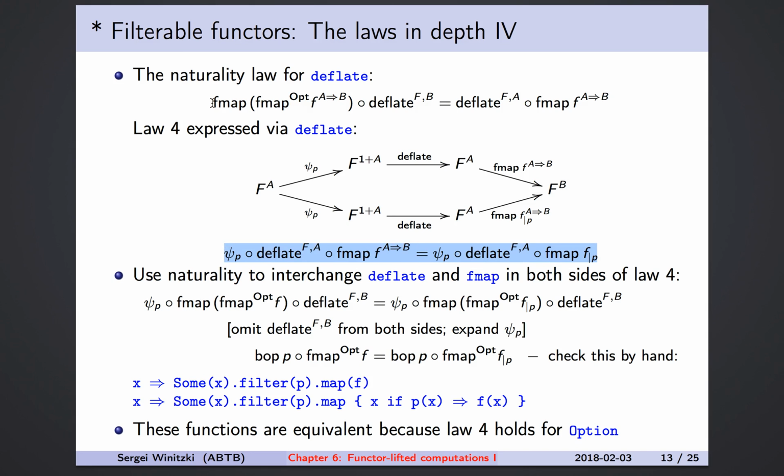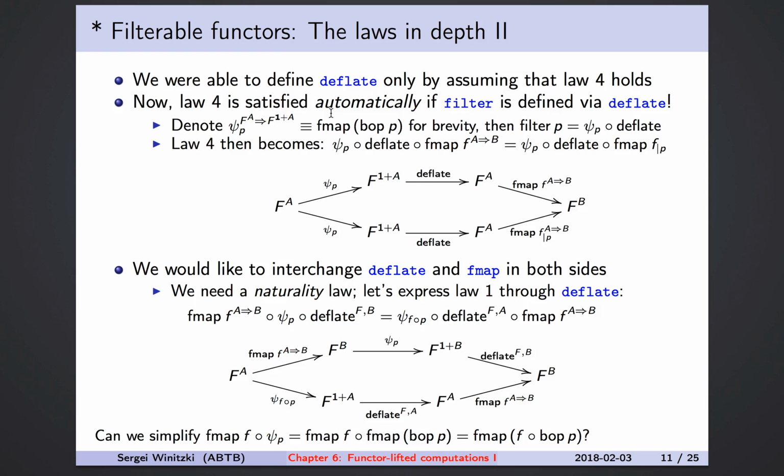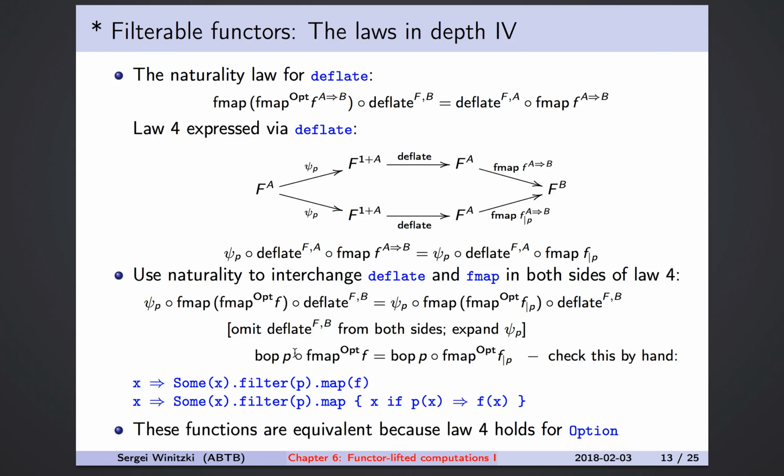Now we can use the naturality law, which is this, to interchange deflate and map in both sides of this equation. So when we do this, we get this equation. So we just interchanged, and now this f is next to this psi in both parts of the equation. So we can now omit this common suffix, the common part of the two equations, because we're interested in showing that this is true. So if we show that this is true without the composition with deflate, then it will also be true with that composition. And so then we expand the psi back into its definition, which was here. It's just the definition for brevity. And we get fmap of this equal to fmap of this.